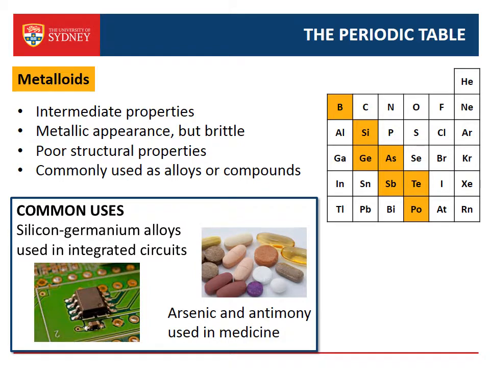Metalloids tend to be toxic, but this toxicity can be used to selectively kill bacteria or cancer cells over healthy cells. Compounds of arsenic and antimony, for example, are important in medicine.